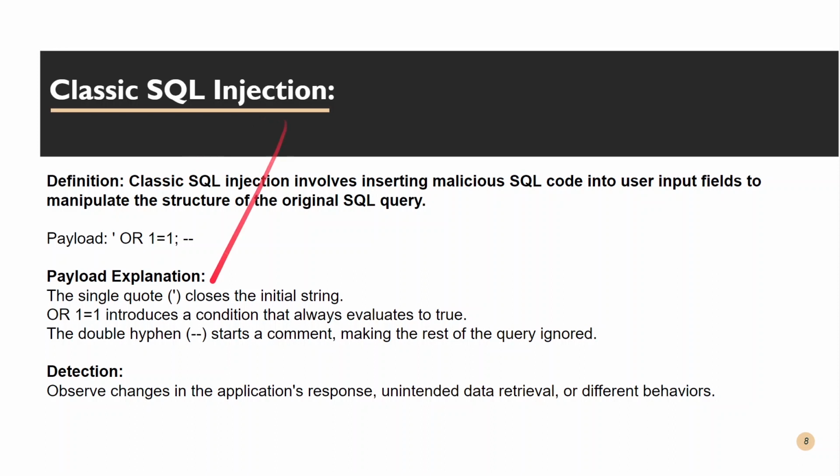Then we also have the dash dash, which is the double hyphen, which starts a comment, making the rest of the query ignored, meaning that any query that comes after the dash dash or the double hyphen will not be executed. For the detection method, observe the changes in the application response, unintended data retrieval, or different behavior. These are some of the things that this payload can result in.